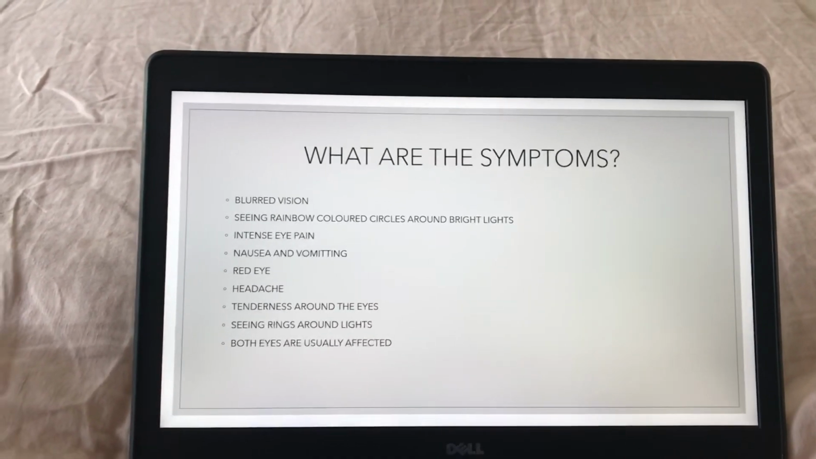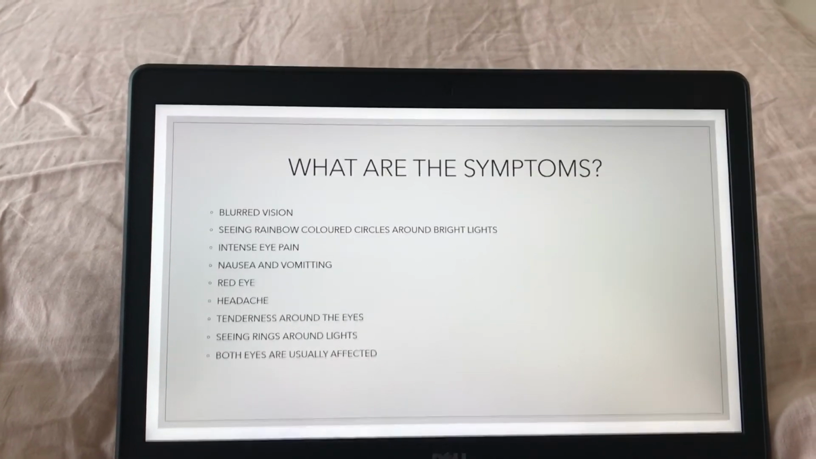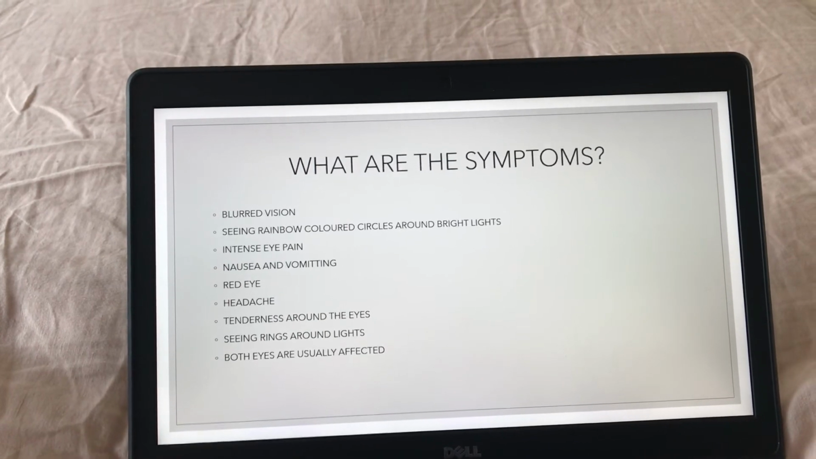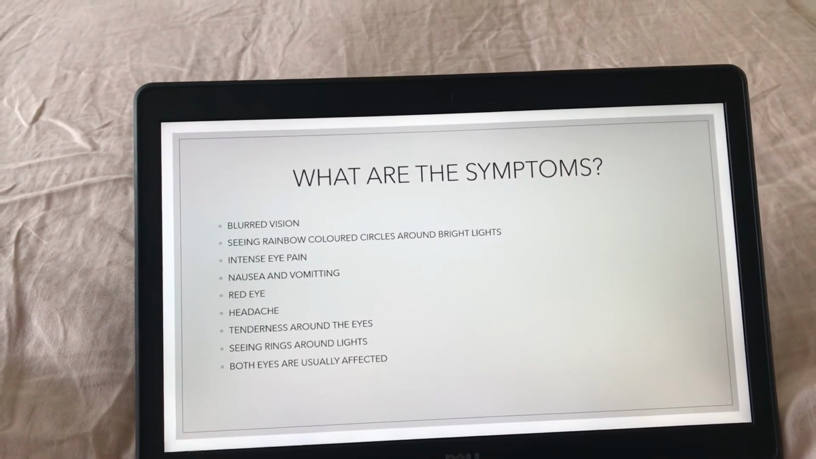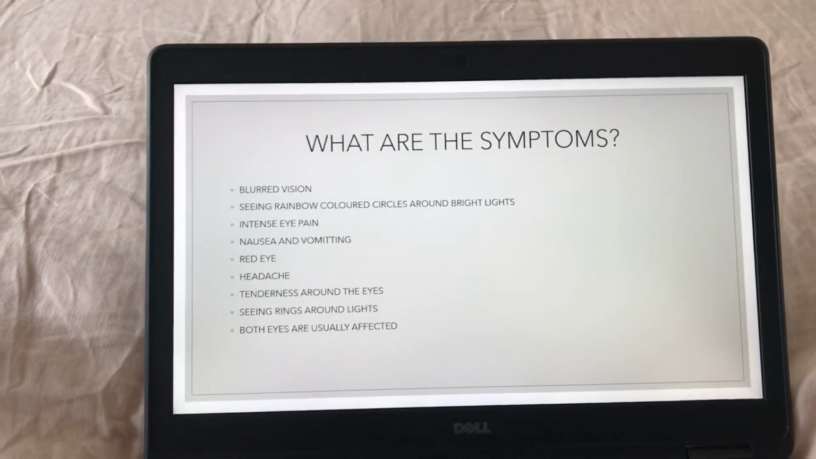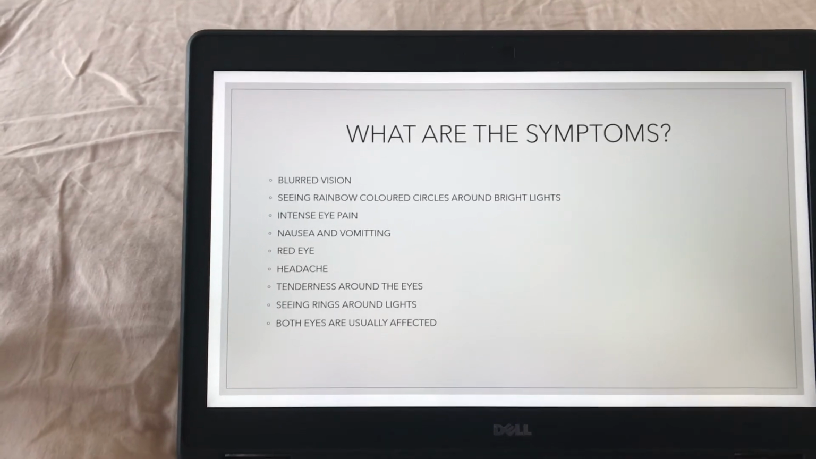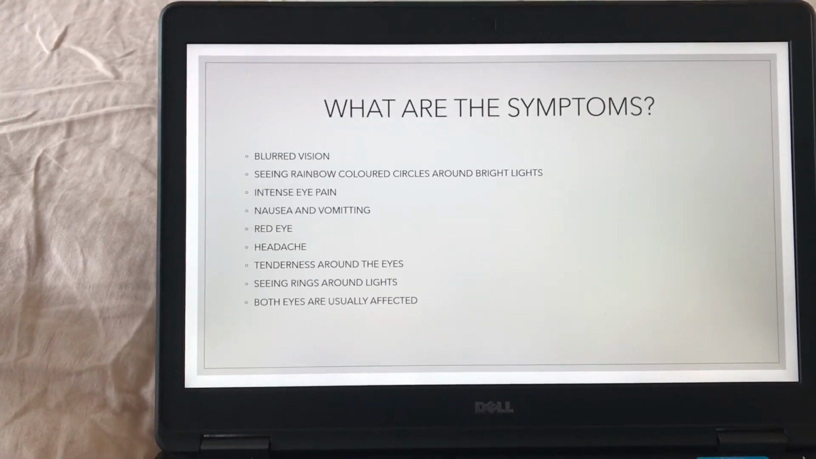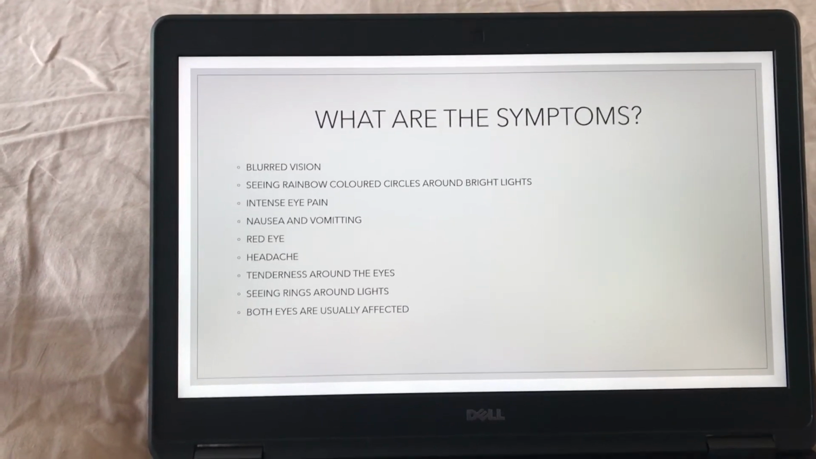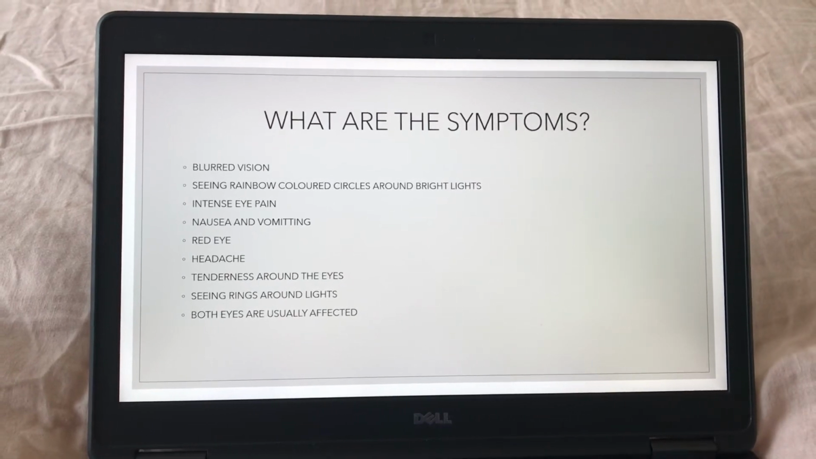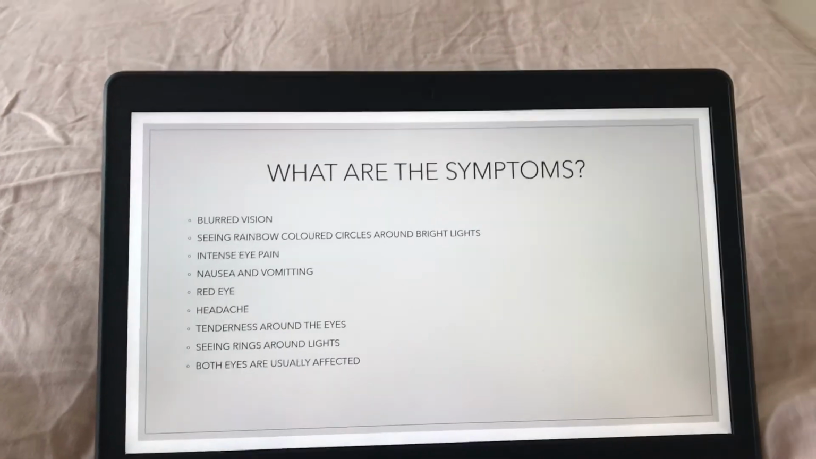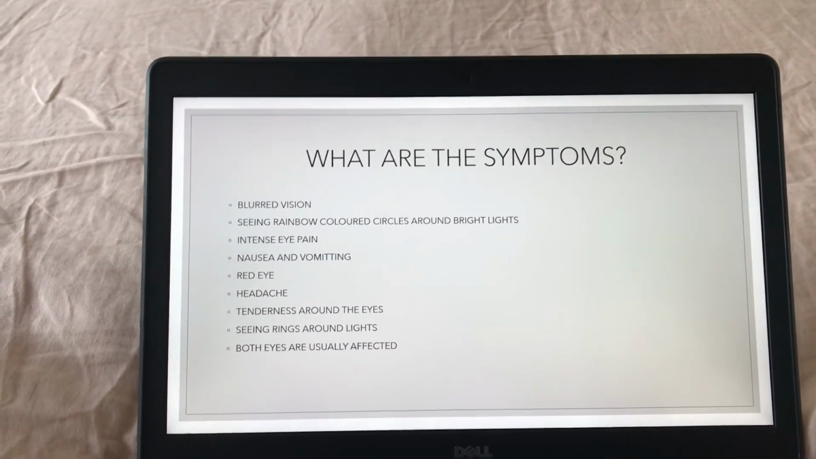So what are the symptoms? In the early stages, glaucoma might not present any symptoms at all. Most commonly, it affects your off-centre or peripheral vision at first, and this can go unnoticed initially, obviously because your central vision remains well. But some of the other symptoms are blurred vision, seeing rainbow-coloured circles around bright lights, intense eye pain, nausea and vomiting, red eyes, headaches, tenderness around the eyes, and seeing rings around lights, and usually both eyes are affected.